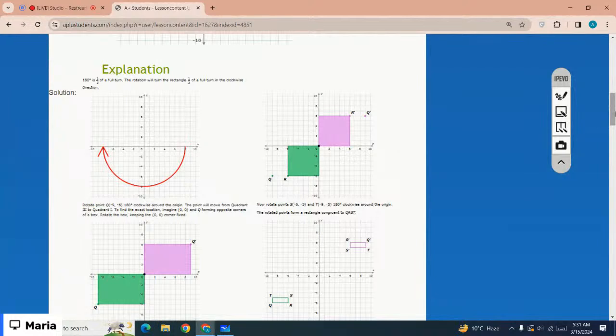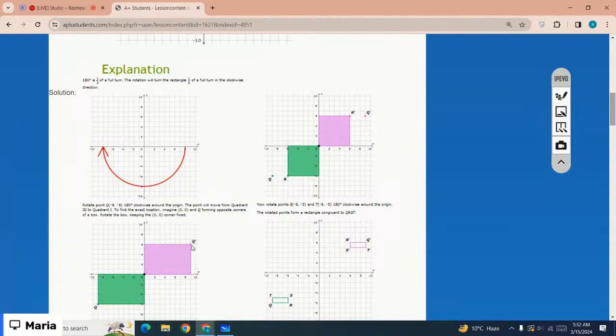Rotate the point Q 180 degrees clockwise around the origin. The point will move from quadrant 3 to quadrant 1. Like from here, this is the point Q. The point moves from here to here. That is a 180-degree rotation, right? From here to here. Got it?